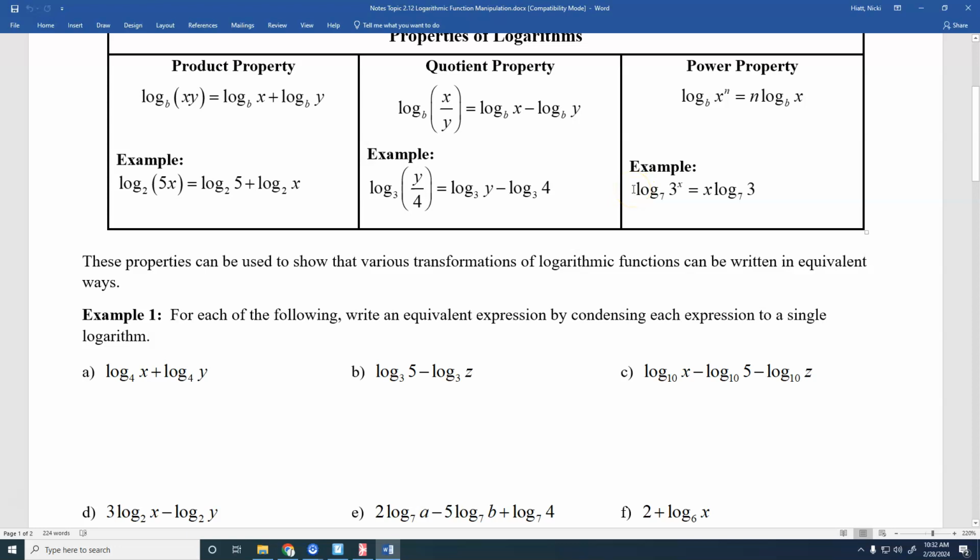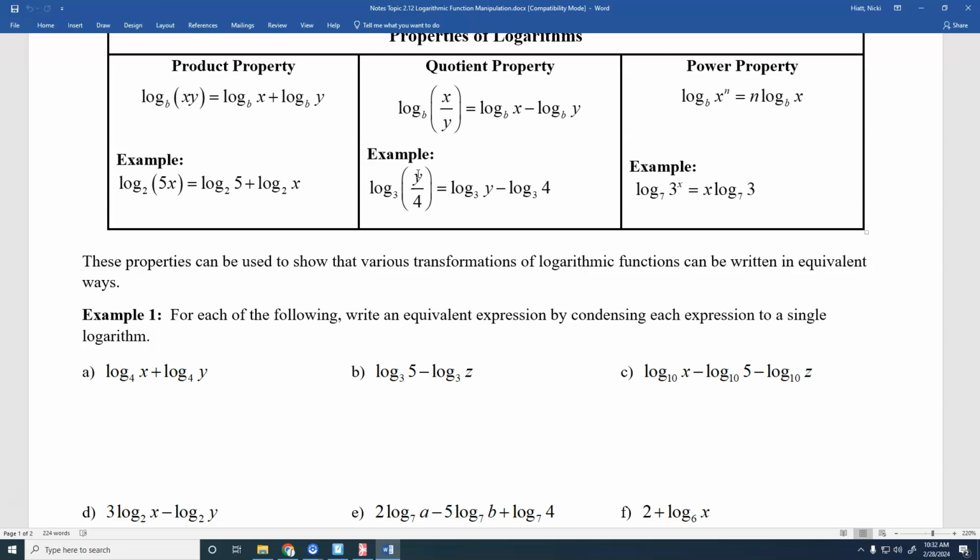All right. So there are two things with these properties that you are going to be asked to do. For some problems, you will be asked to combine these all into one log. In other questions, you will be asked to take a single log and split it out into multiple logs. So those are the two basic things that we're going to do.